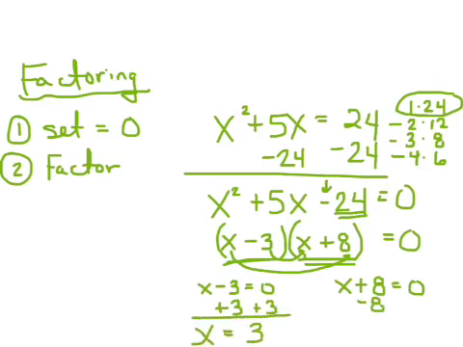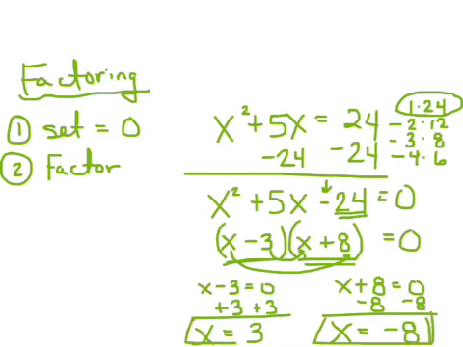And I'm going to subtract 8 from both sides, and that gives me x equals negative 8. Now, if you want to check these, you're more than welcome to. All you have to do is put those numbers back in and see if they actually equal 24. So if I went 3 squared plus 5 times 3, does that equal 24? I'm putting it back into the original equation, and I'd do the same thing for the negative 8.